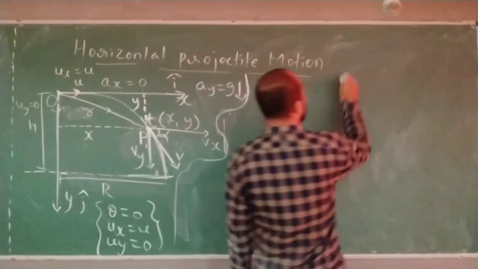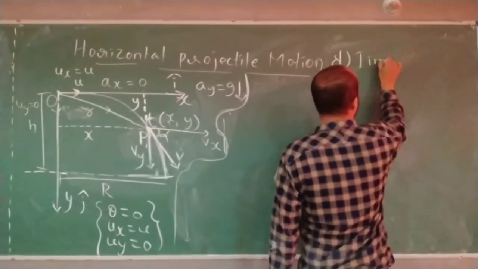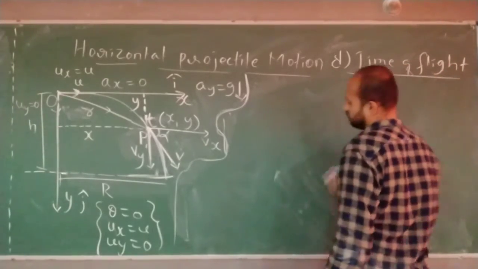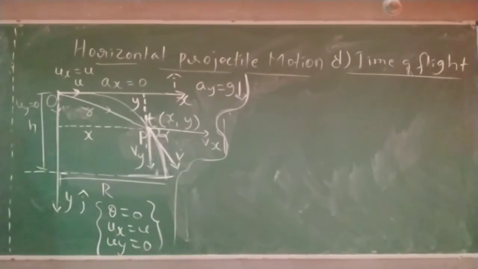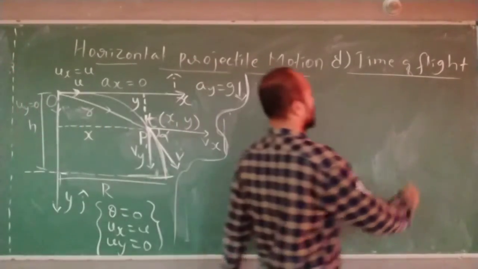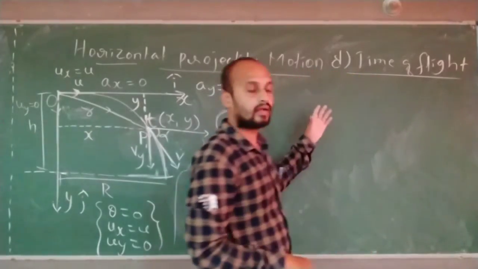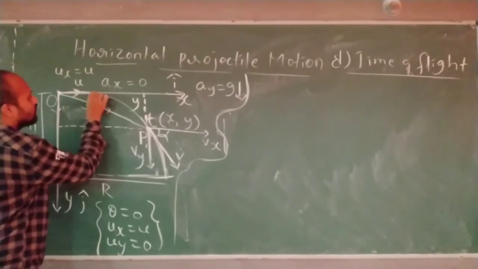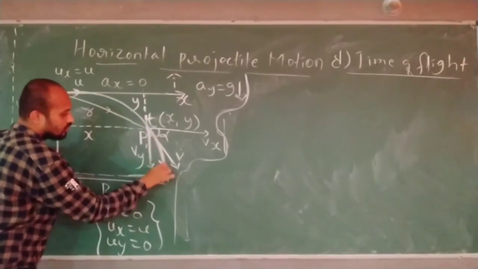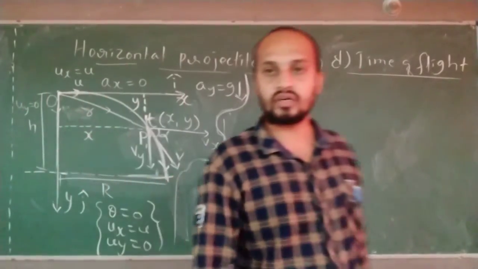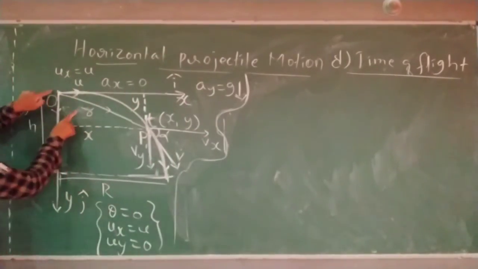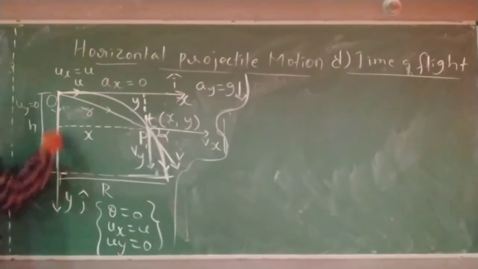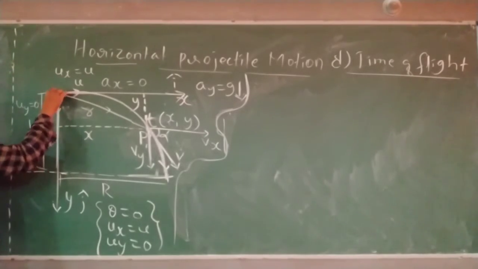Next, time of flight. What is this time of flight? Time of flight is the time taken by an object to reach the ground. Or along the x-axis, the time taken to complete this part. Along the y-axis, it is the time taken to complete the journey of h.